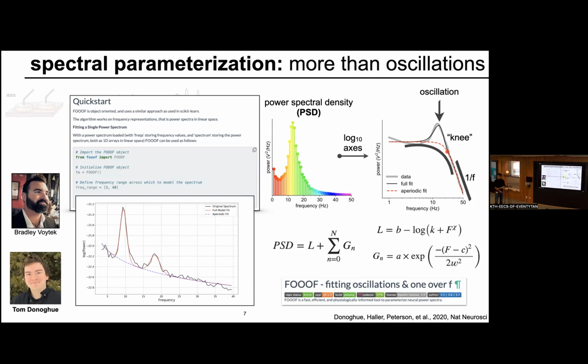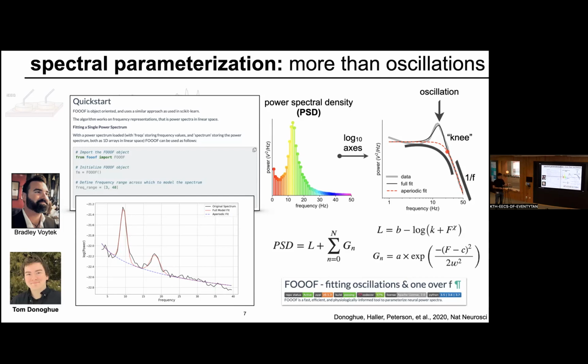Do you have a question? Yeah, just to understand your FOOOF, the black is the real data in this example that you showed? Yes. And what is your output? The output is the red line, which is kind of faint, but it's also invisible here. The red line you can't see is behind it. That's the fit. That's the model fit. And then the dashed blue line is the model fit other than the oscillation peaks. Yeah. So that's the output that you get.